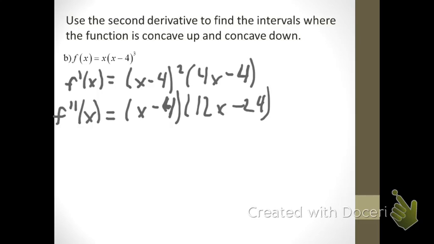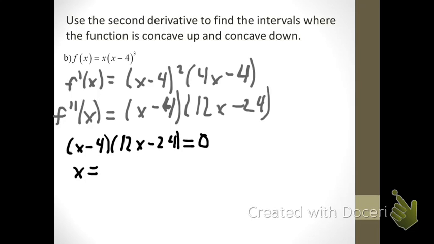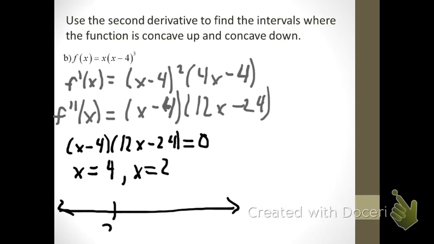Okay, and now you know the next thing to do is to set the second derivative equal to 0. And when you set the second derivative equal to 0, you're going to see that the possible points of inflection are x equals 4 and x equals 2. And so what our job is now is to find out what the sign of the second derivative is surrounding those points.